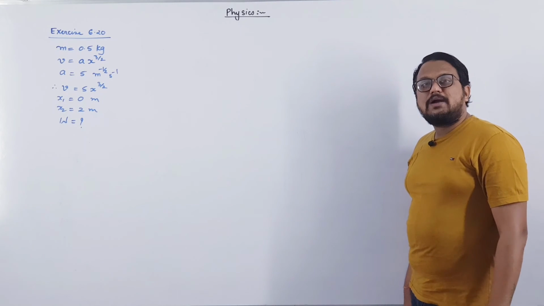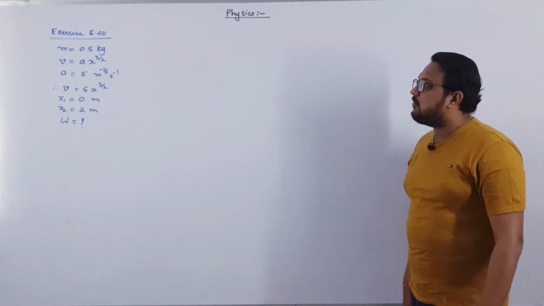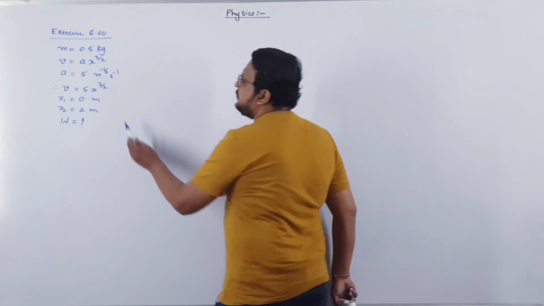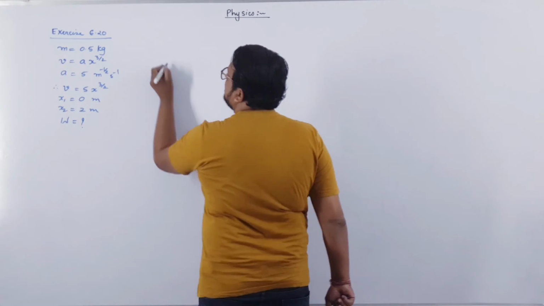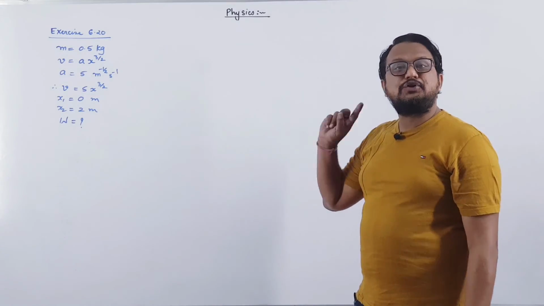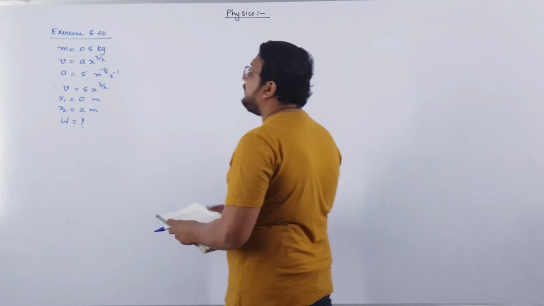Only velocity is given. So according to the work energy theorem, work done is equal to change in kinetic energy. Initial kinetic energy is 0 because if x is 0, kinetic energy will be 0. You can solve this in 2 or 3 different ways. The same example can be solved in 2 or 3 different ways. We'll solve by using the work energy theorem, but you can solve in a different way also.